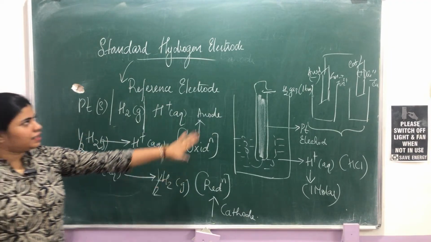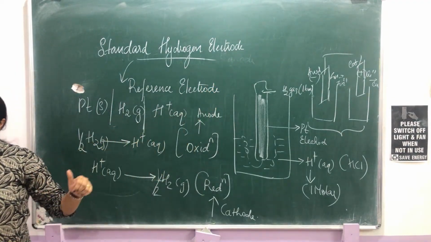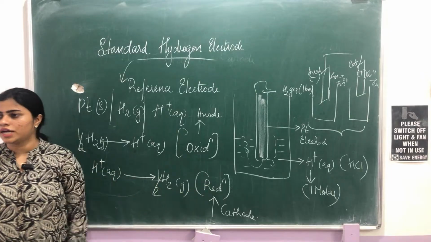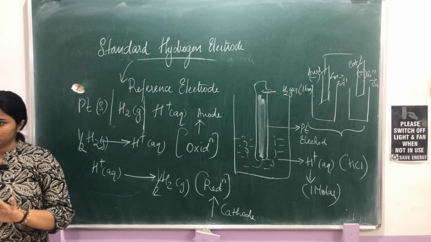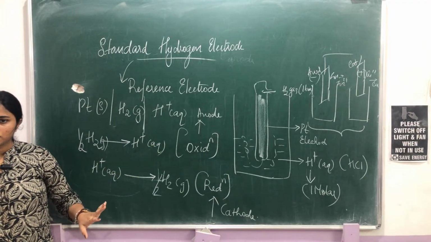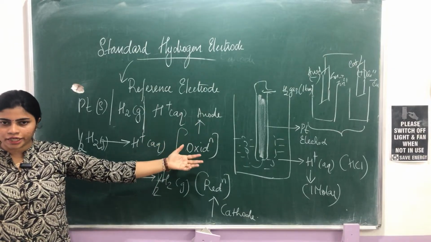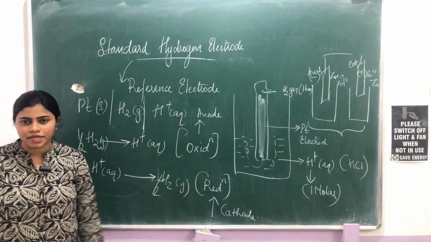Can I tell you that the standard hydrogen electrode has the capability to act both as a cathode as well as an anode? Yes. What are the two reactions happening? Both oxidation and reduction. So both can take place. When both reactions can take place, it can act as anode as well as cathode.